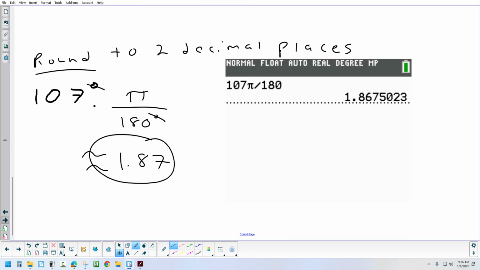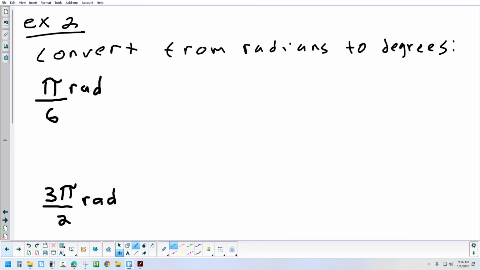We'll go the other way. We'll do 2 degrees. Okay, I'm going to get rid of these because, well, I'll leave it for the first one just so you can see it one more time, and then we'll stop writing it. Okay, so we've got pi over 6 radians.